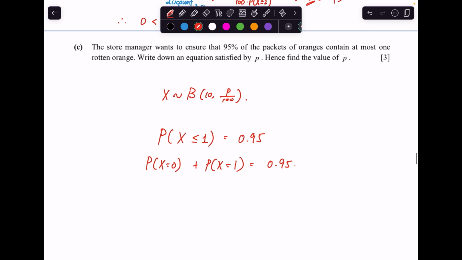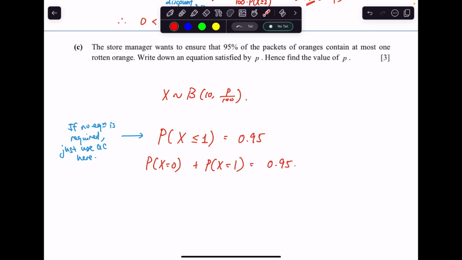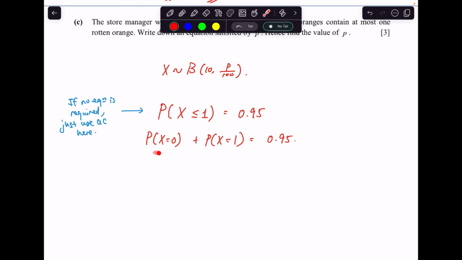Actually, since they say write an equation, I should probably write this out first before I type into the GC. But if no equation is required, just use the GC here. The idea is I'm going to plot this as y1, plot the other side as y2, then just see where it intersects. We let P be the variable X in our GC. But in this case, we want to write down an equation, so let's write it like this first.